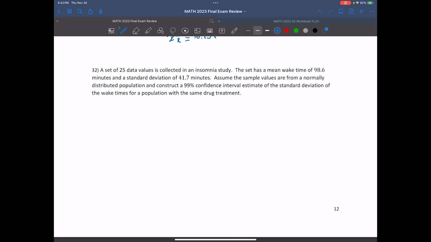In 32, we will now construct a confidence interval using the chi-squared distribution. A set of 25 data values is collected in an insomnia study. The set has a mean wake time of 98.6 minutes and a standard deviation of 41.7 minutes. Assume that the sample values are from a normally distributed population and construct a 99% confidence interval estimate of the standard deviation of wake times for a population with the same drug treatment.